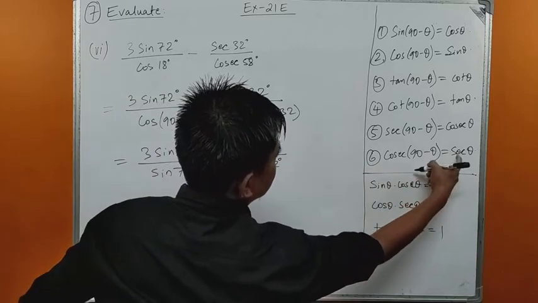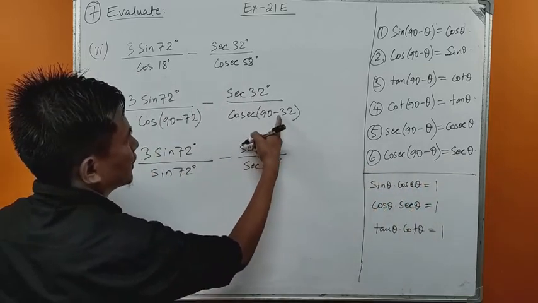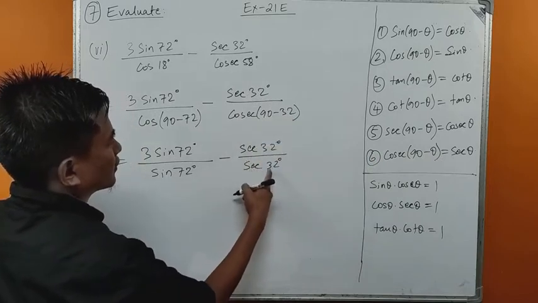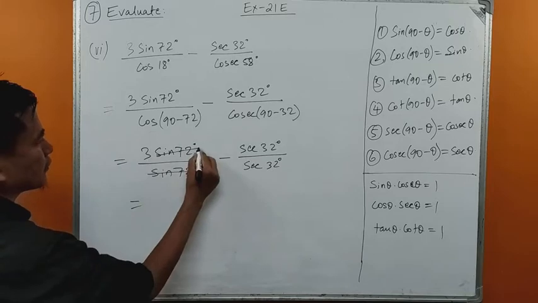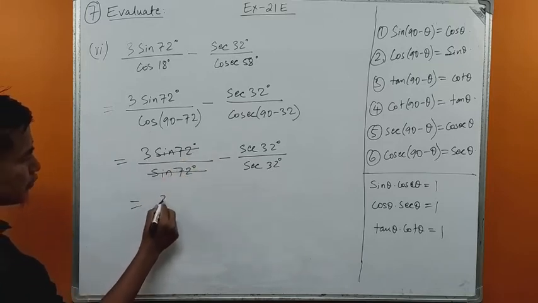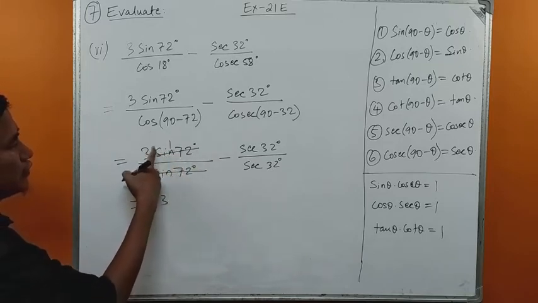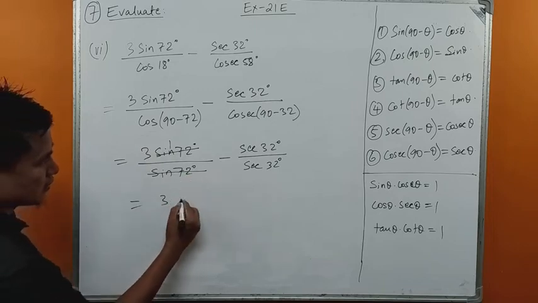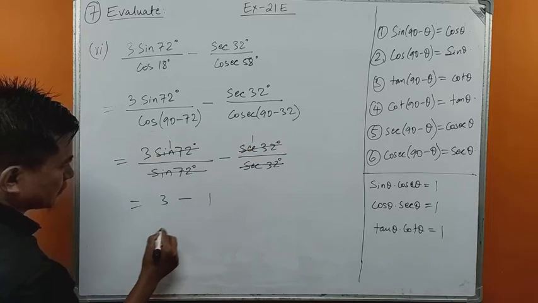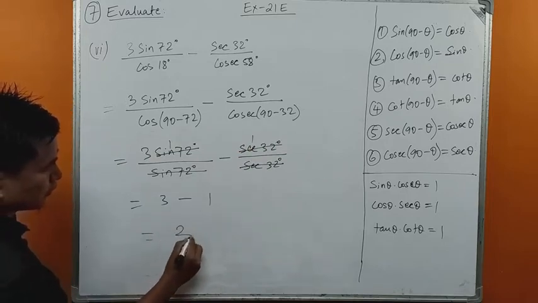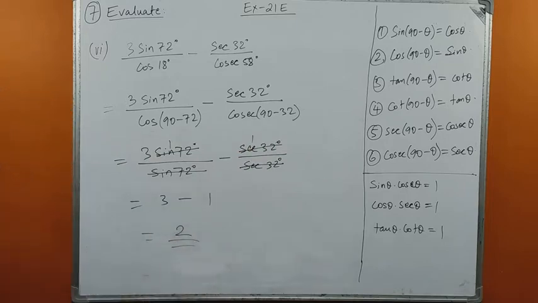Cosec 90 minus theta is sec theta. So cosec 90 minus theta, theta is 32, that is sec 32. So sin 72 from the denominator and sin 72 from the numerator can be cancelled. We have 3 here now. 3 ones are 3, minus this, and this number can be cancelled, so we have 1 here. So 3 minus 1 is 2, isn't it? So the answer for question number 6 of 7 is 2.